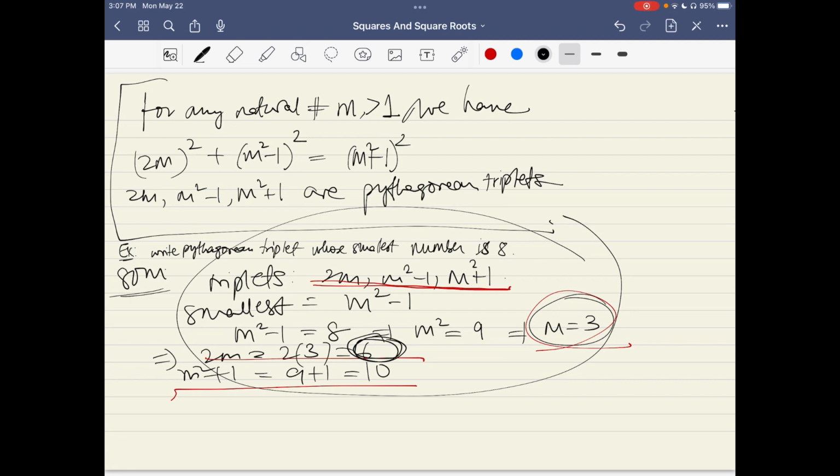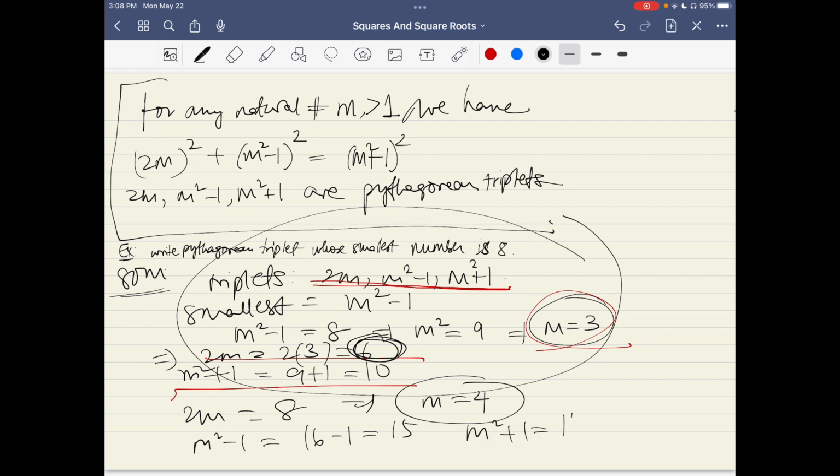So now let's try 2m equals 8, right? What does it mean? It means m equals 4, right? Therefore, what is m squared minus 1 now? 16 minus 1, which is 15, and m squared plus 1 is 16 plus 1, which is 17. Therefore, our Pythagorean triplet with the smallest number as 8 is actually 8, 15, and 17, right?